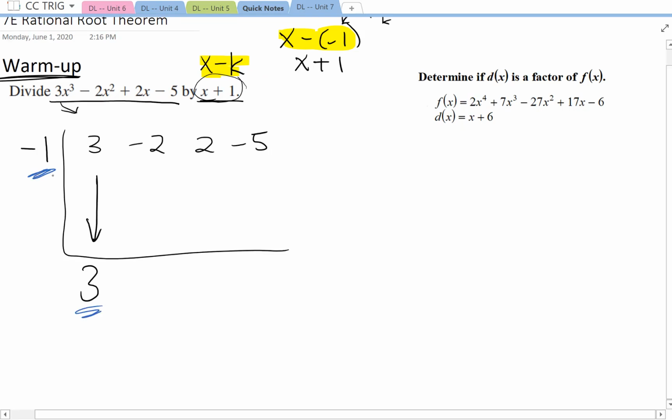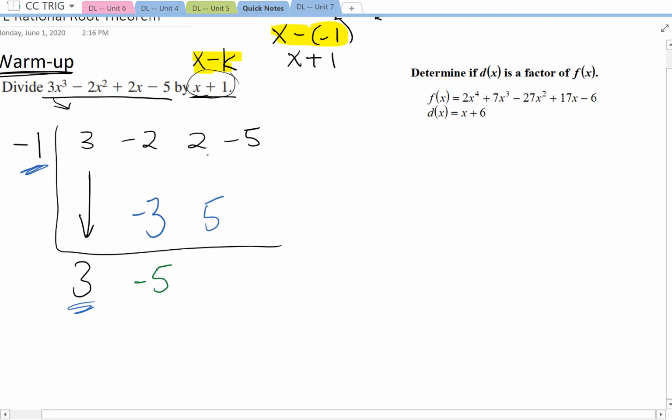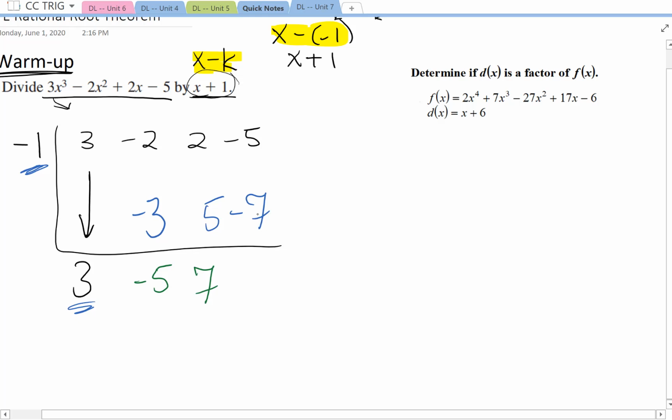3 times -1 is -3. Add. -2 plus -3 is -5. -5 times -1 is 5. Add. 2 plus 5 is 7. 7 times -1 is -7. -5 plus -7 is -12.